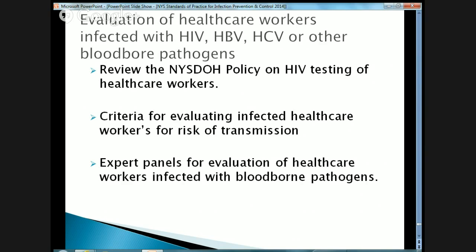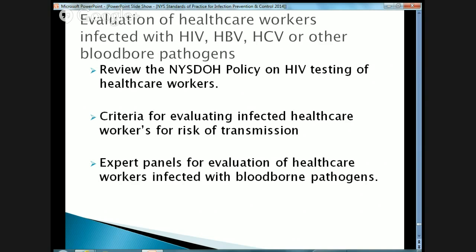The Department of Health does have a policy on HIV testing of healthcare workers in the event of an exposure. Actually, that law changed a year and a half or two years ago. Now, if there's a related exposure, we don't need consent from the patient. We can blind test the patient.